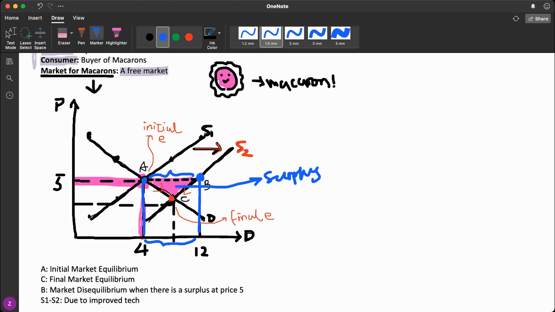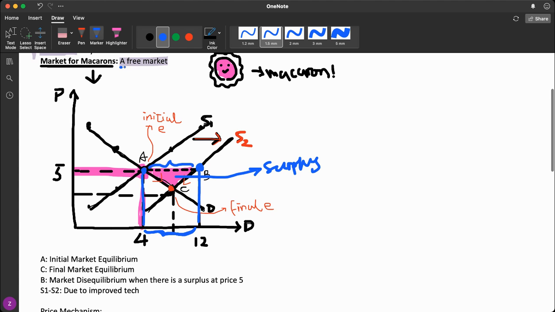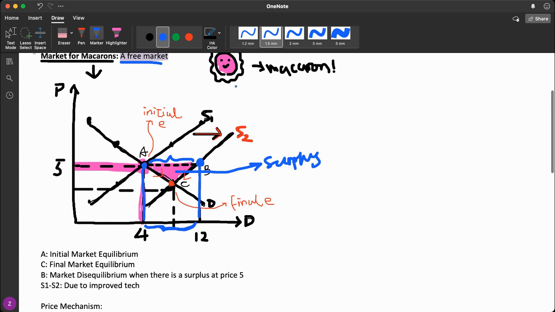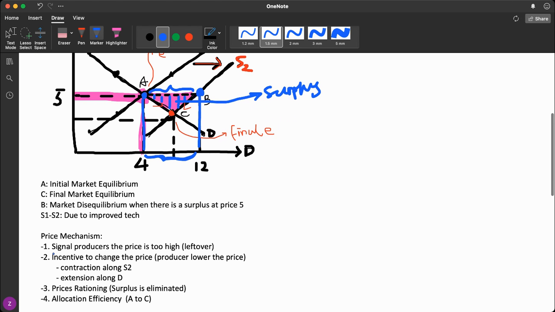But in Crystal Land, disequilibrium will not last forever. Why? Because as you remember, this place is without a government, and this is essentially a free market, right? So in a free market economy, price mechanisms will come in and work magically. And what I mean here is that they will clear the problems of surplus or shortage, and we'll see how it works. So the first function of the price mechanism is signaling to the producers that this price might be too high.